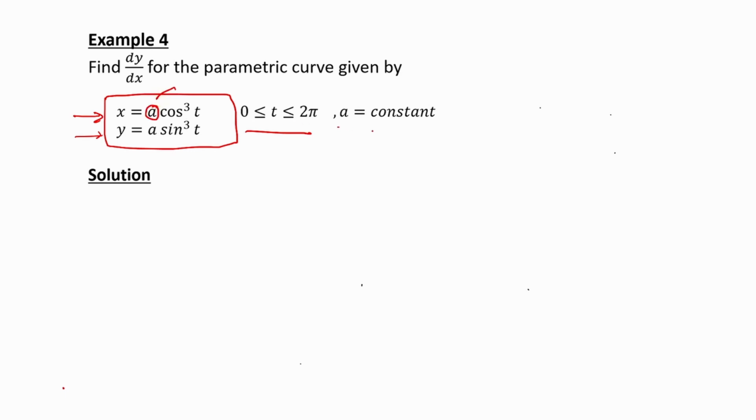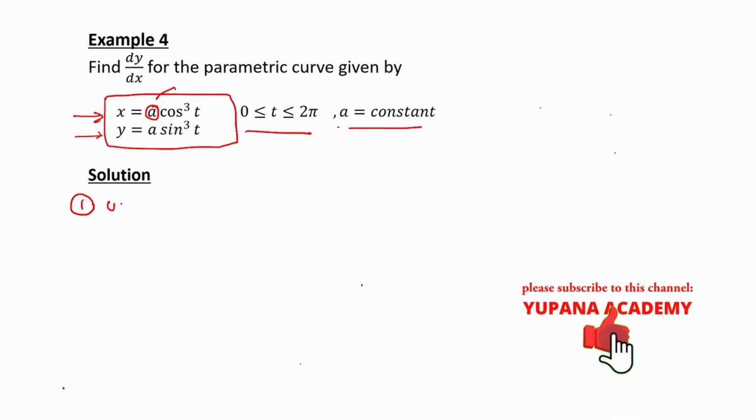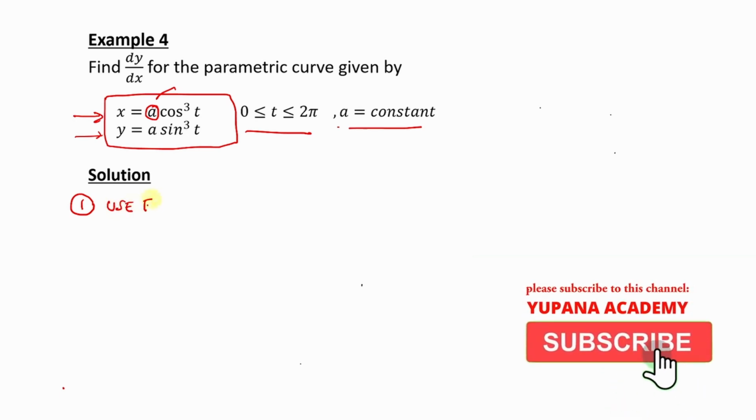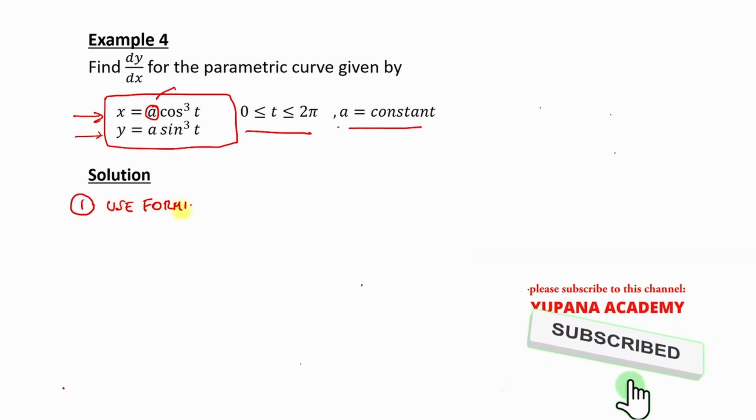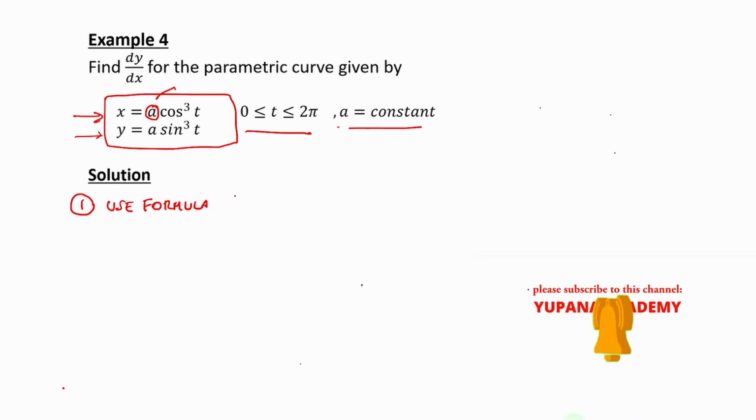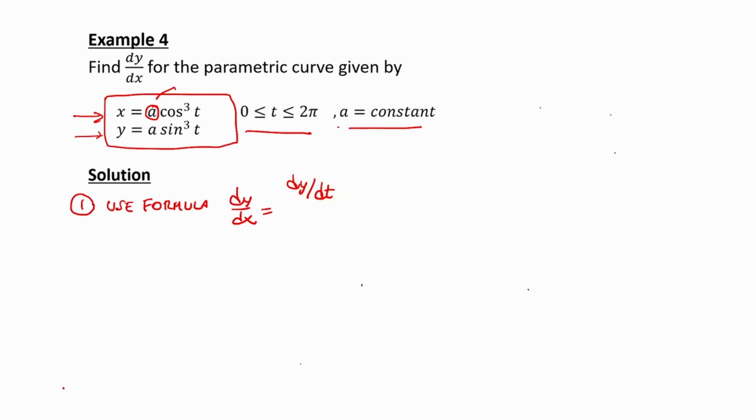This a is a constant. And we start with the solution. Our first step will be to use the formula for dy/dx. So we write, use formula. And then the formula for dy/dx, as we have seen before, is equal to dy/dt over dx/dt.